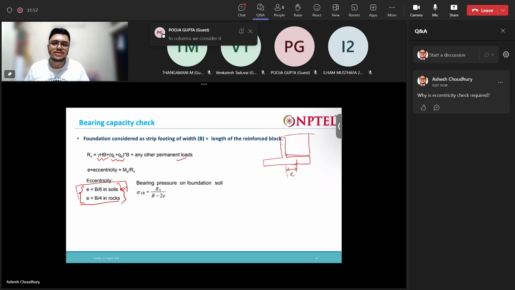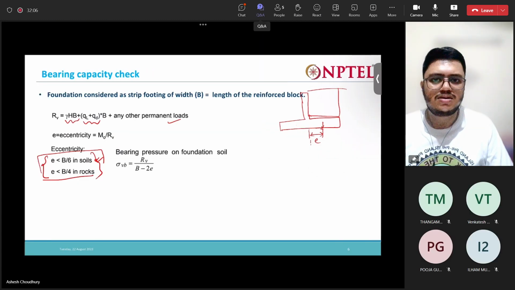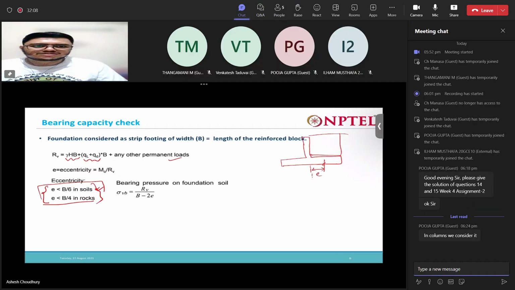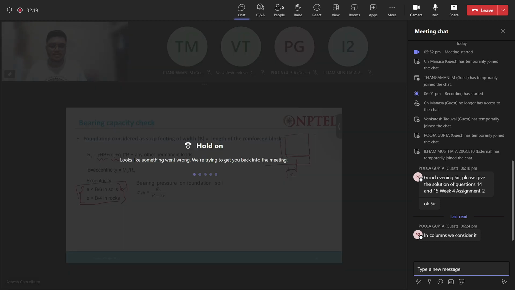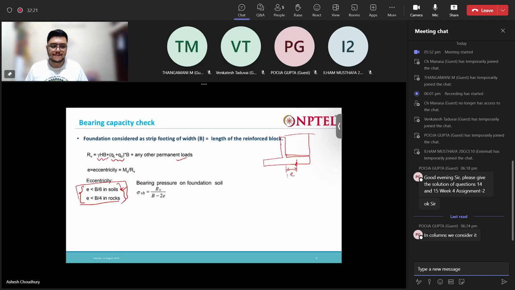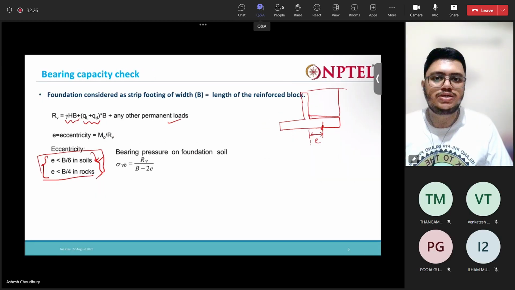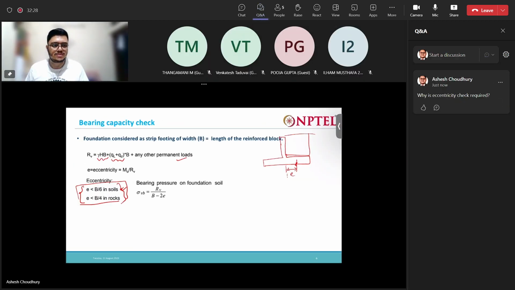Why do you need to actually check? In columns we considered it. Columns. You're talking about RCC columns. What is the need for eccentricity check? Okay. So here these vertical loads will be acting at some eccentricity, right? So why do you actually need to check for this eccentricity?